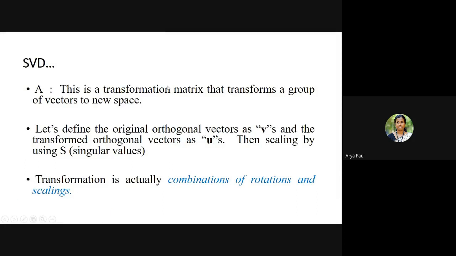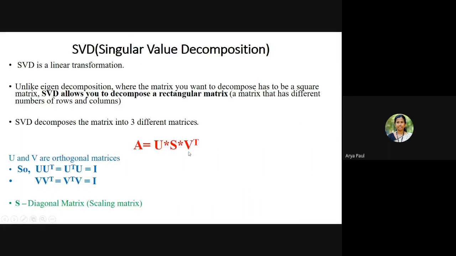Actually, we are doing some manipulation on the orthogonal vector V. So V is an orthogonal vector, and you can transform this V by using a transformation matrix A. Ultimately you are getting U. By some transformation on V, you are getting another orthogonal vector which is called U.